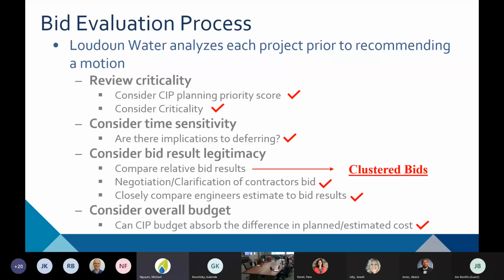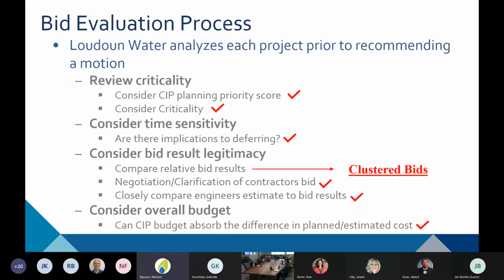So at a high level, this is what we do when we're going through a bid evaluation, not necessarily in this order, but these are the steps that we generally take. Once we get the bids, we look at the project and we say, how critical is this project to us? How does it fit with our overall CIP and planning? We also look at things like time sensitivity. If we delay a project, what does that mean? What are the implications to our system, to O&M, or whatever the project may be? What are the implications to deferring it?